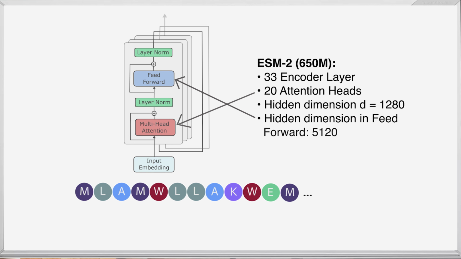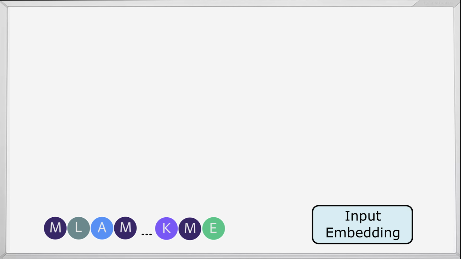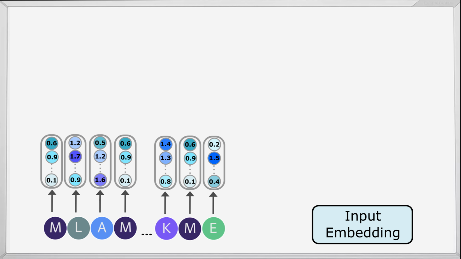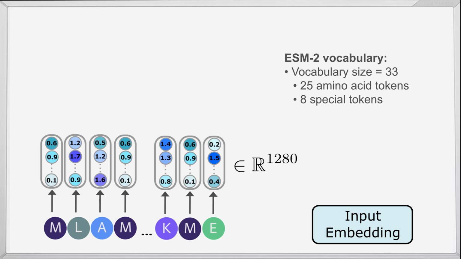We're now going to look at some implementation details, and start by looking at how the input embeddings are computed. In a transformer network, we need to divide the input sequence into smaller subsections, the so-called tokens. For proteins, each amino acid is a separate token. The input embeddings assign to each token a unique vector that encodes the type of token. The dimension of the input vector is equal to the hidden dimension D of the network, 1280. The set of all possible tokens in the model is called the vocabulary. ESM-2 has a vocabulary size of 33.